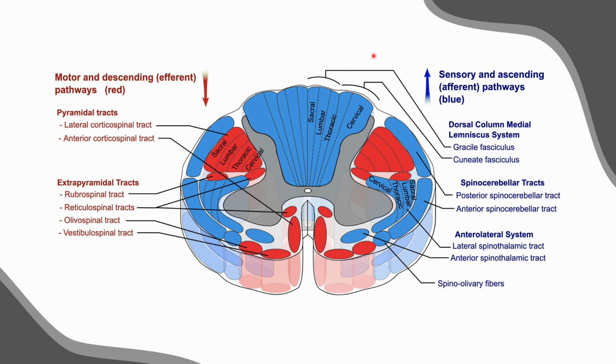These are the most important ascending and descending white matter tracts. So, the ascending tracts, we have the dorsal column medial lemniscal system, which contains the gracile fasciculus and the cuneate fasciculus. We also have the spinocerebellar tracts, which are the anterior and posterior spinocerebellar. We have the lateral spinothalamic and anterior spinothalamic, and we have the spino-olivary tracts or fibers. The descending, we have the pyramidal, which are the lateral corticospinal and anterior corticospinal tracts. And then we have the extrapyramidal tracts, which are the rubrospinal, reticulospinal, olivospinal, and vestibulospinal.